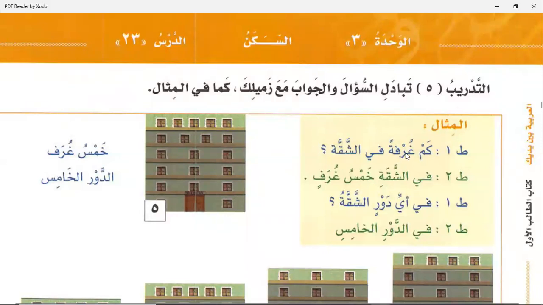So here we have the question kam ghurfatan fi shakka. So there is a question why we are using fatha with ghurfa. Then we are using kasra with ghuraf here. Then another question, why we are using singular word here and why we are using plural word here. So these are the few questions which come to our mind.